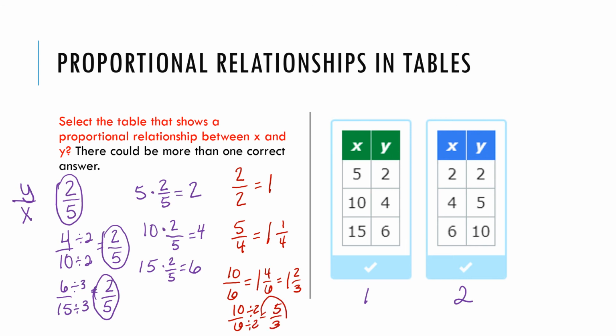And if you'll notice each time, these numbers are not the same. So that means that table 2 does not represent a proportional relationship. So the only one that represents a proportional relationship is table 1.